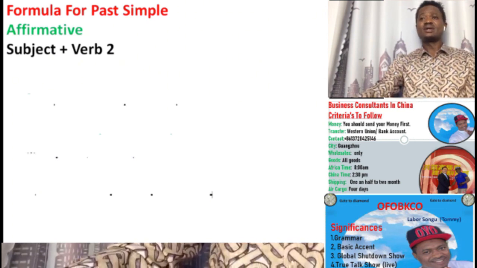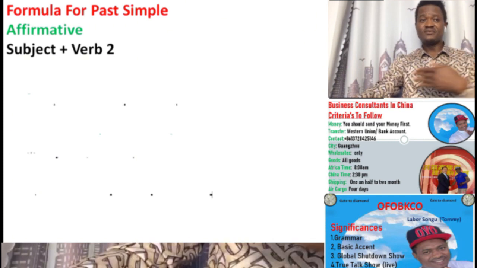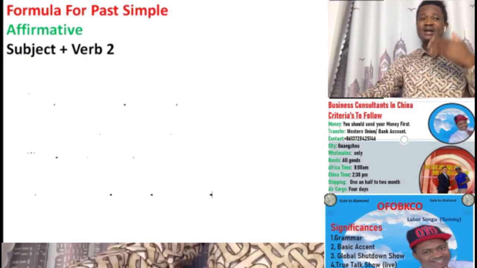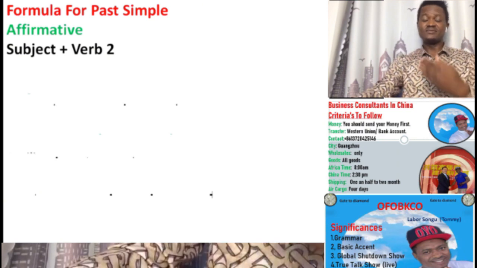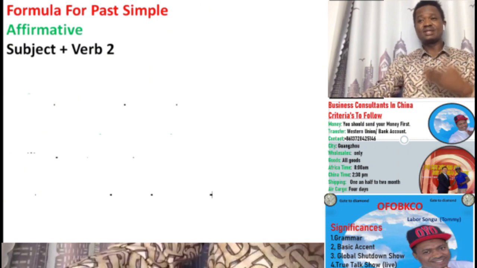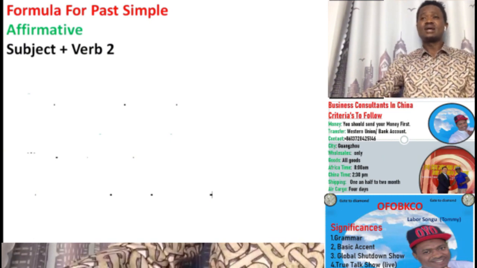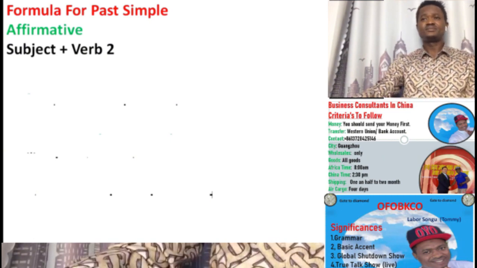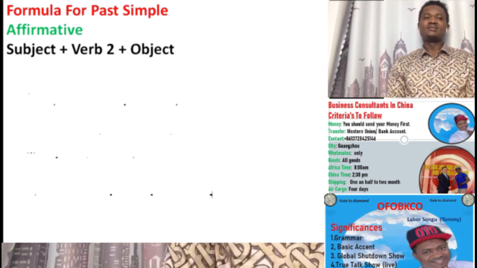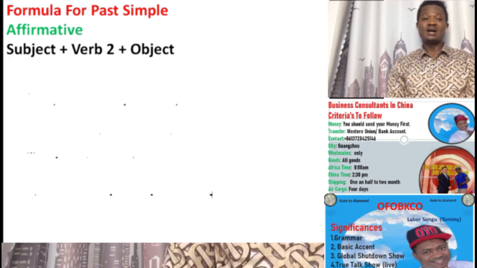Okay, guys, let's go. So you gotta know the three forms of the verb. The V1 verb, the V2 verb, and the V3 verb. The V3 verb is what we call the past participle. Plus objects. So this is the formula for affirmative form.